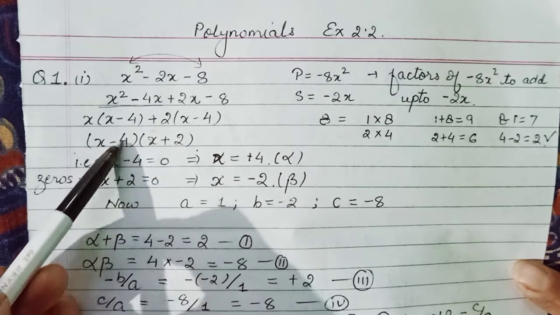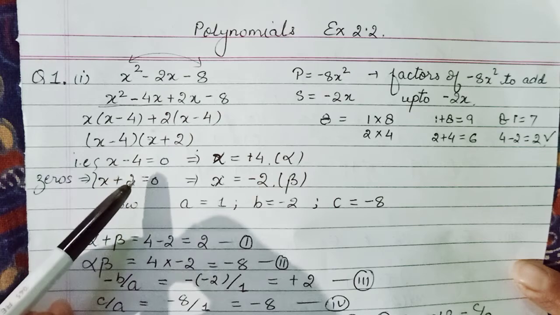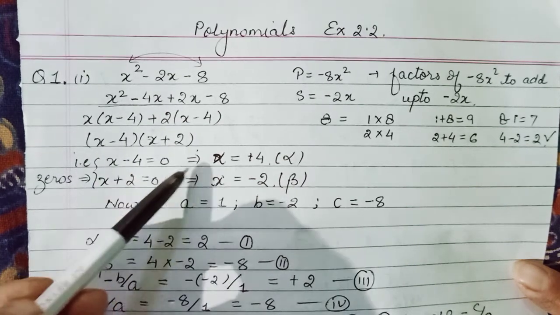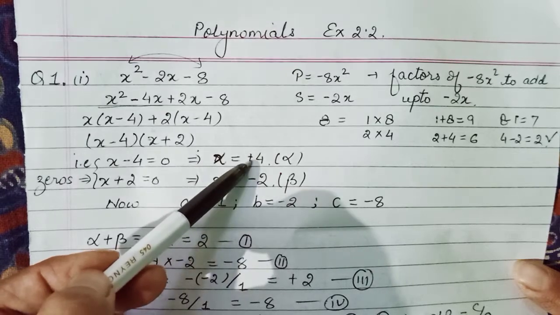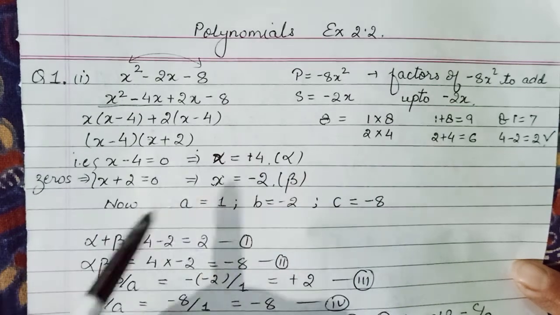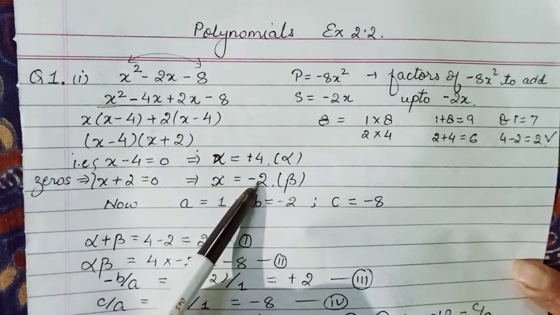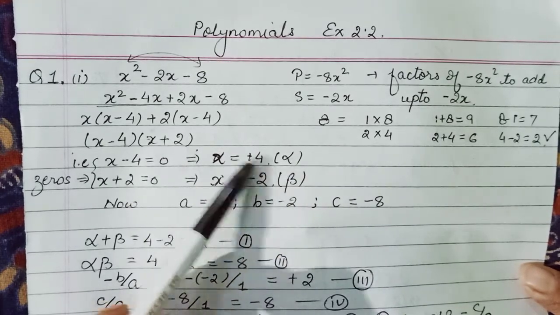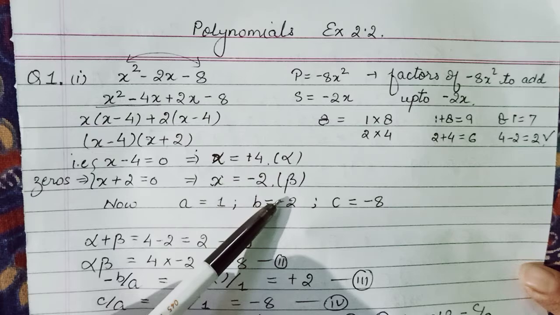Next, each factor will be equated to 0 to find its zero. So x minus 4 is 0 will give you x as 4, and that first root, or first zero, we are naming alpha. And from here you're getting x as minus 2, which you will call beta. Alpha and beta are the two zeros. These zeros that have come, we are calling alpha and beta, right?